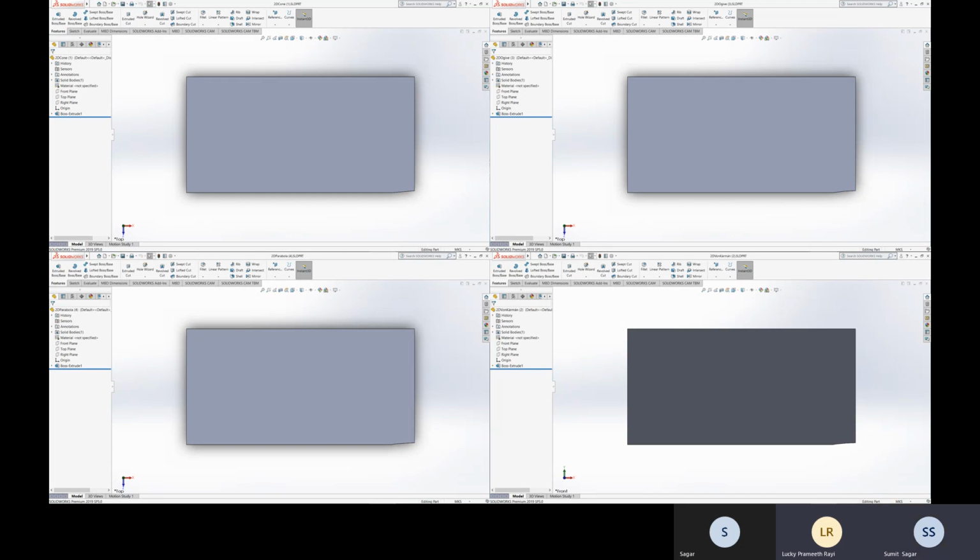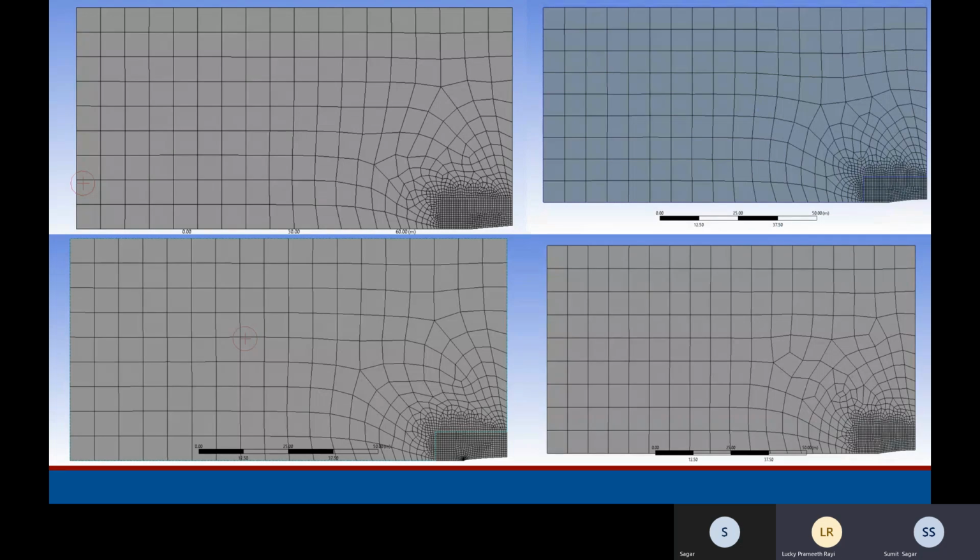Next one. Sumit will take over from here. The analysis that we have done using the ANSYS Fluent solver is carried out in three steps. That is the pre-processing, which consists of the design, meshing, boundary conditions, and numerical method. Then the processing, that is solving the fluid flow problem through the governing equations, and the post-processing, that is extracting results in the form of graphs and contours.